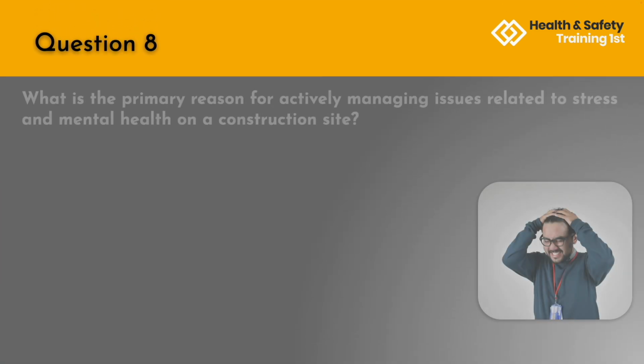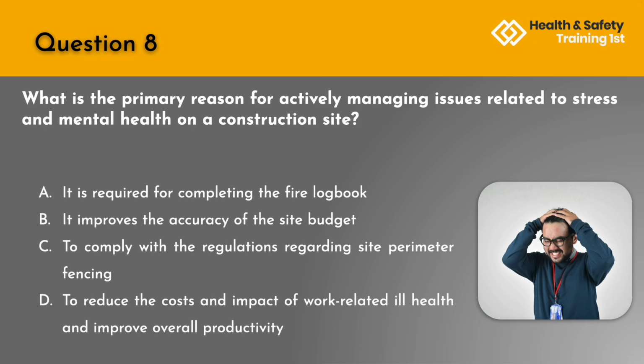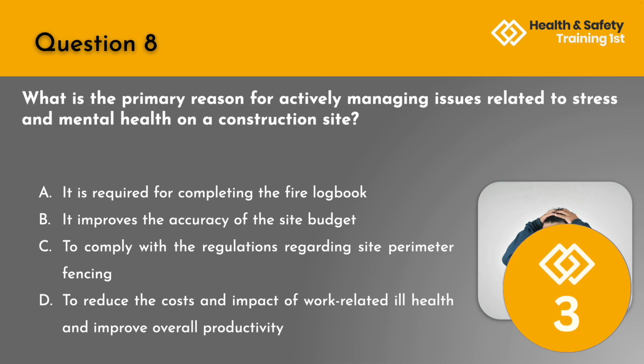Question 8. What is the primary reason for actively managing issues related to stress and mental health on a construction site? A. It is required for completing the fire logbook. B. It improves the accuracy of the site budget. C. To comply with the regulations regarding site perimeter fencing. Or D. To reduce the costs and impact of work-related ill health and improve overall productivity.